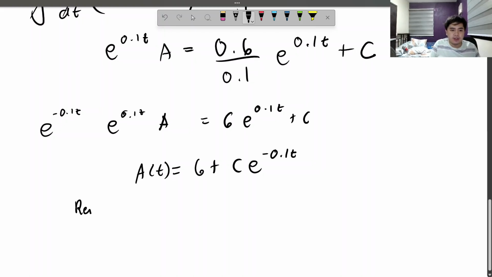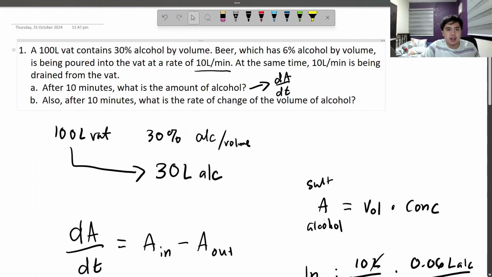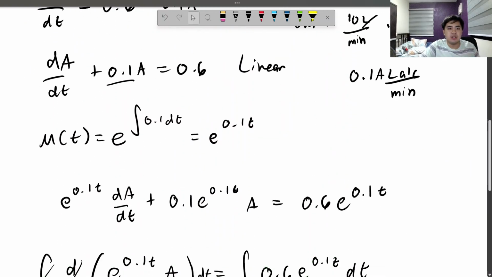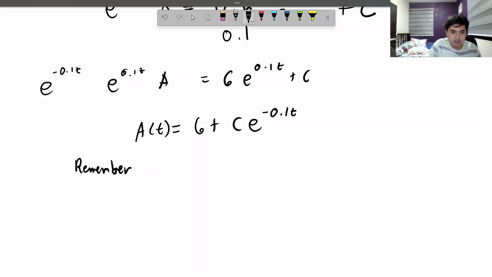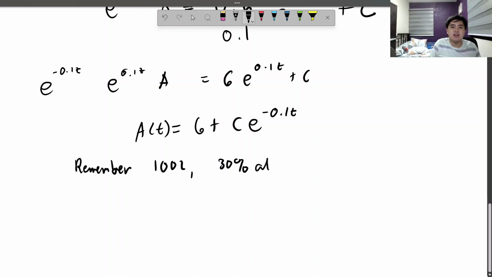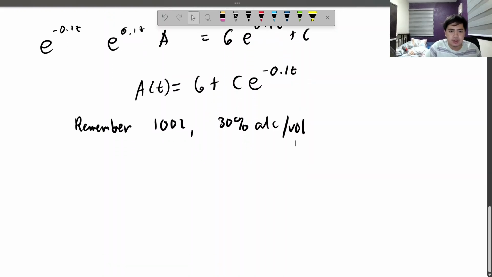Remember the original conditions. Let's read again. 30% alcohol by volume, 100-liter vat. This is the initial conditions usually. So let's write this. So 100 liters and then 30% of it is alcohol by volume. There are other types like alcohol by mass, but that's not really important. Alcohol by volume is good. So 100 liters and 30 liters of it is alcohol.